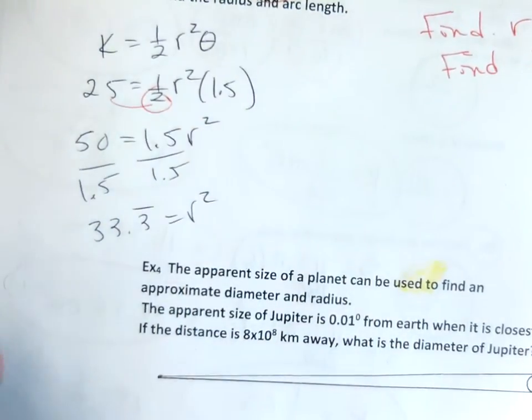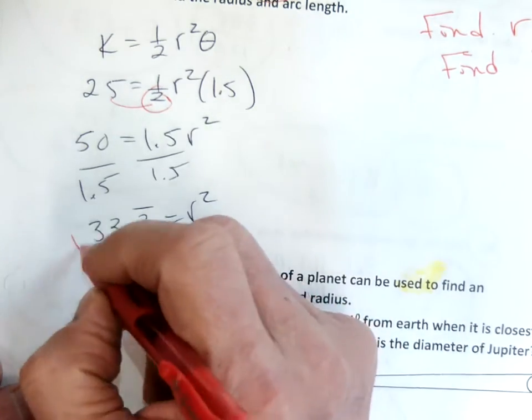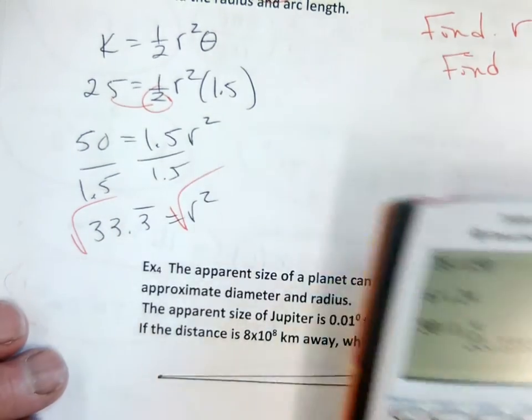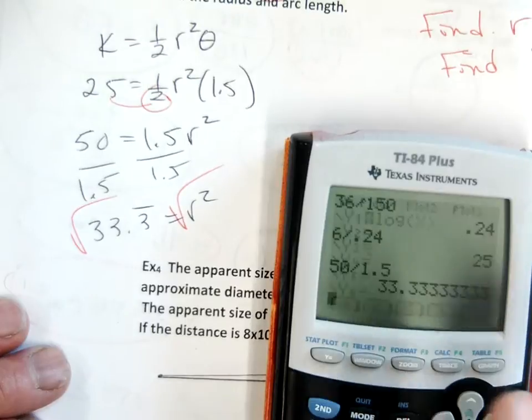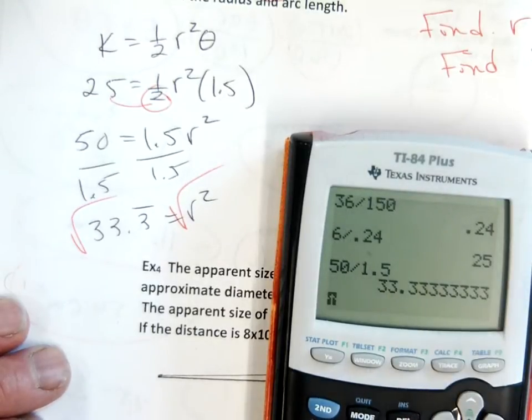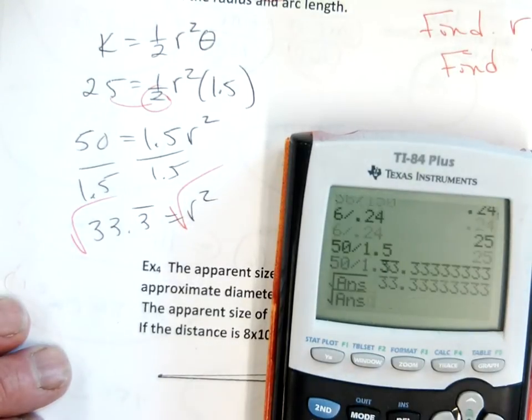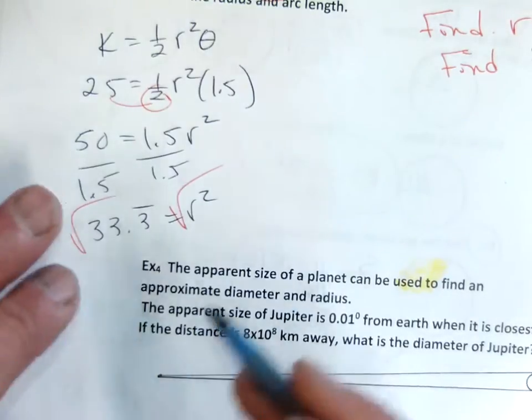Square root, right? Square root answer. So the radius is about 5.77.